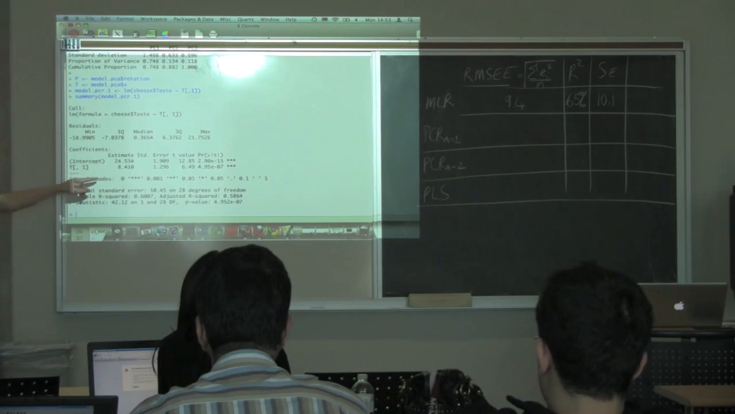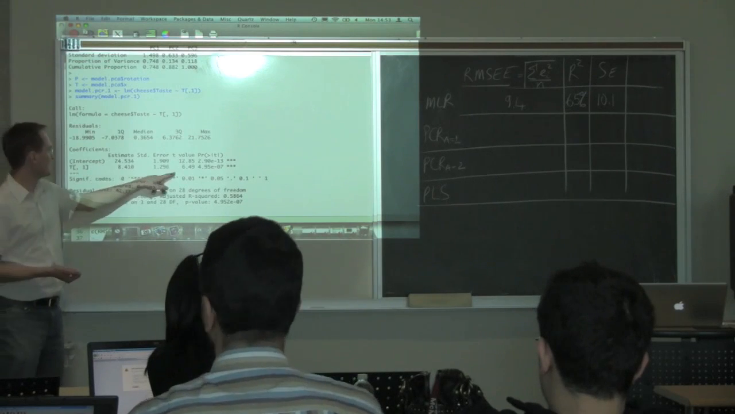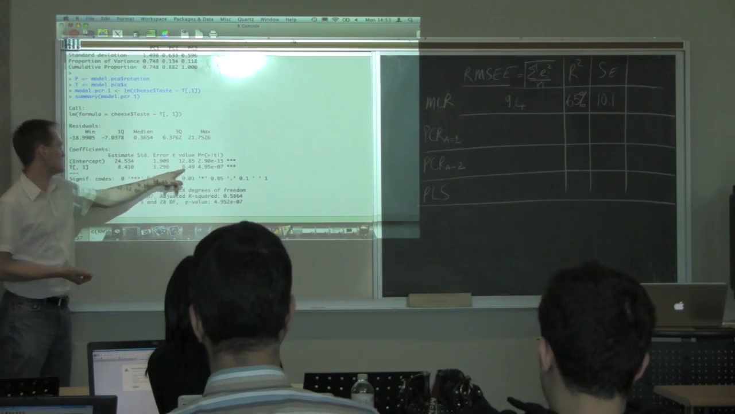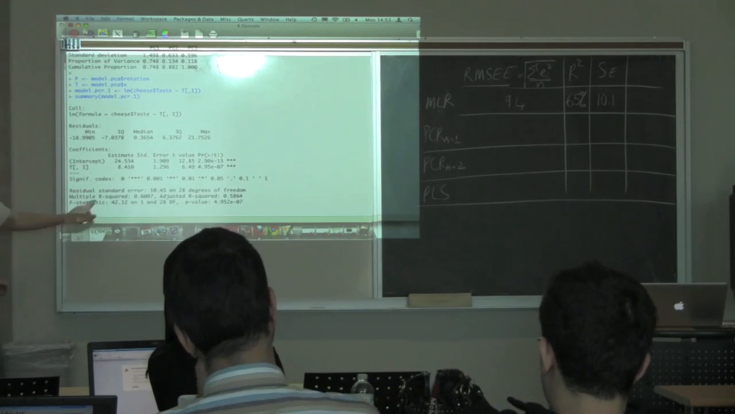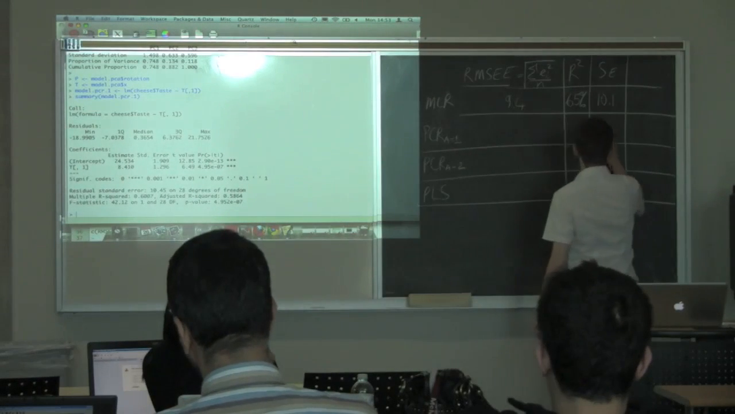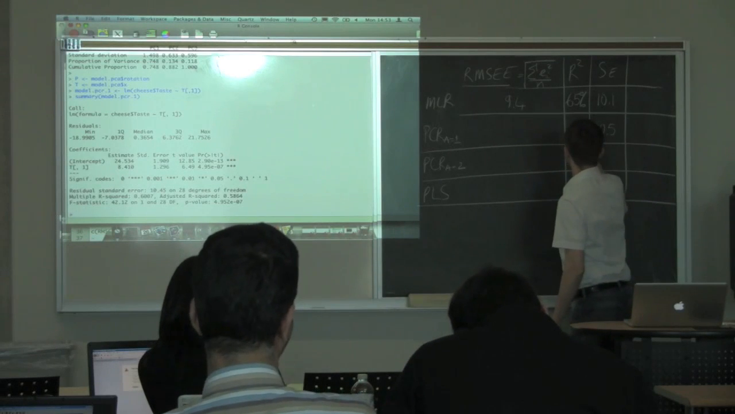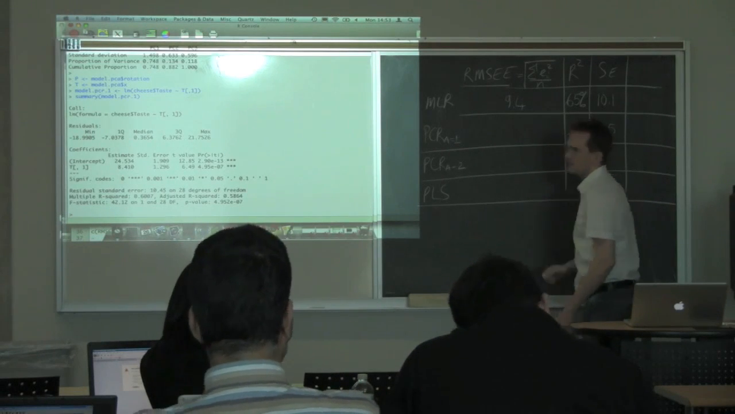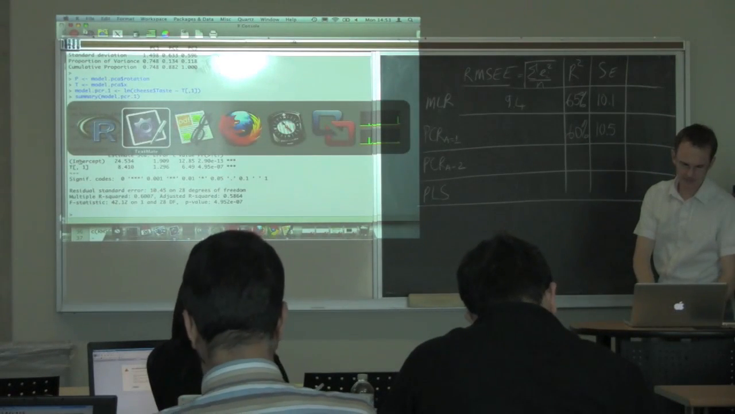So the model shows that its coefficient is positive, which is, again, understandable. And it's very significant. The p-value is very small, or the t-value is very large. So it's an important coefficient. And then let's take a look here. The standard error is 10.45. And the R squared is 60%. And the root mean squared error of estimation we calculate by hand.